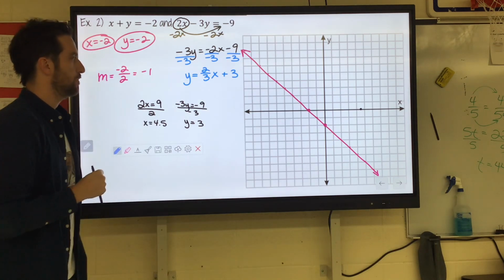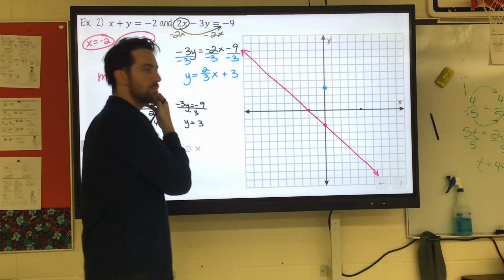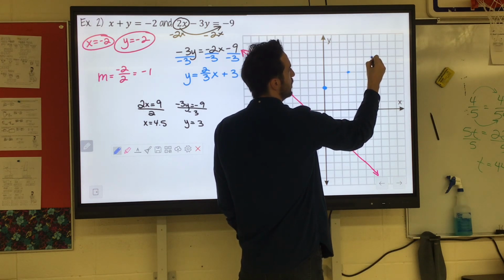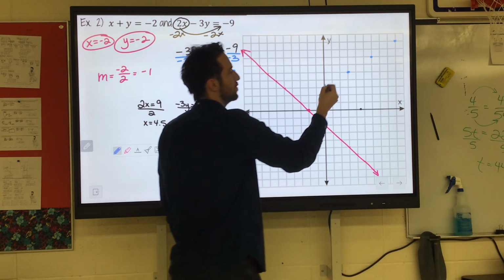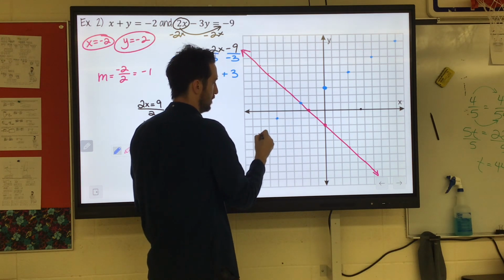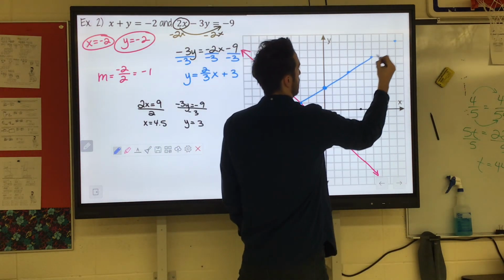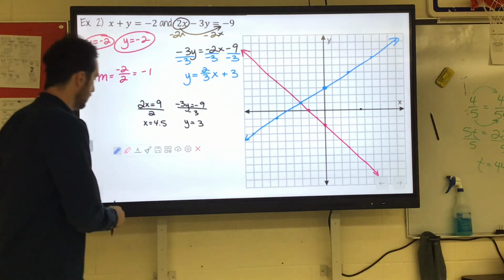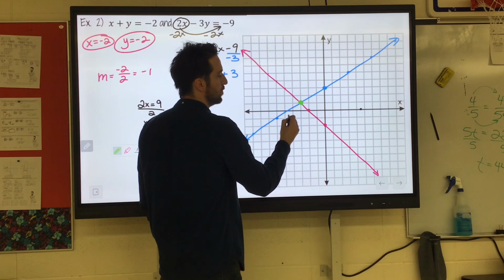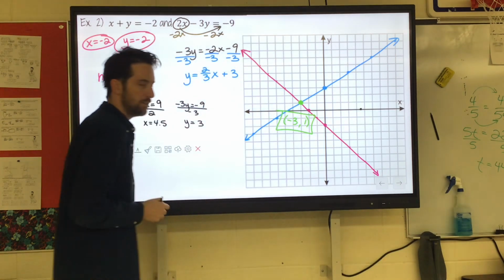So if we're graphing that, we would start at 3, our y-intercept, and then our slope is 2/3. So we would go up to right 3, up to right 3, up to right 3. You could also go down to left 3. There we go. We're looking for that point of intersection. They cross right here. That's to the left 3. So our x would be negative 3, and then it's up 1. Negative 3, 1 would be our answer.